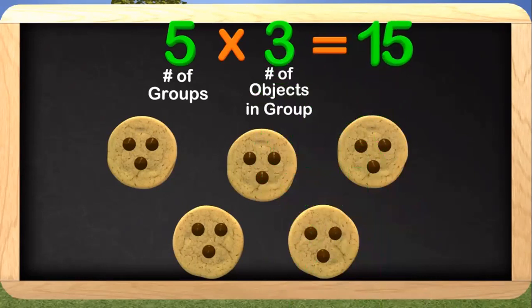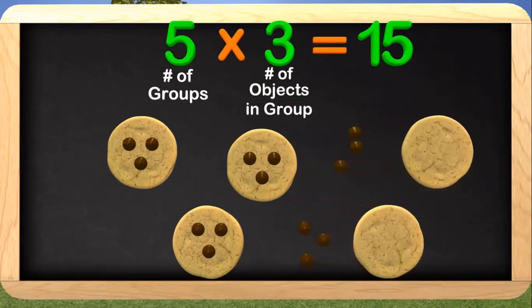Great job! We have 5 cookies, which represent the number of groups, and 3 chocolate chips on each cookie that represent the number of objects in each group. Counting all the chocolate chips gives us 15. There is something really cool about multiplication. Take a look at this.